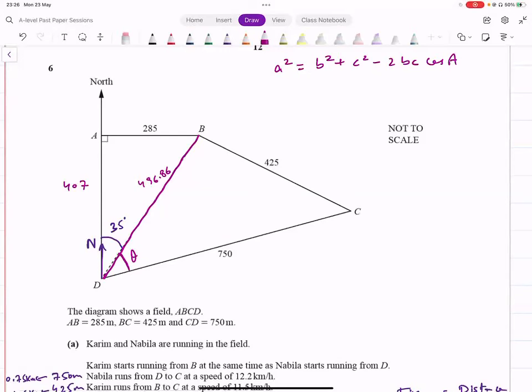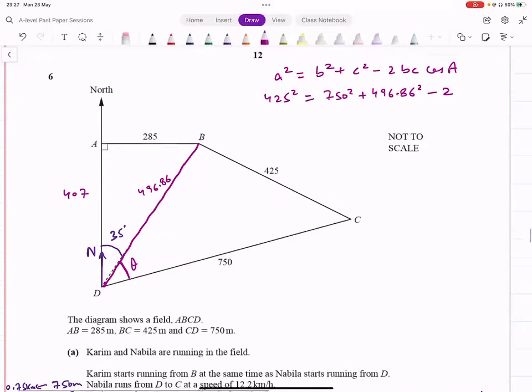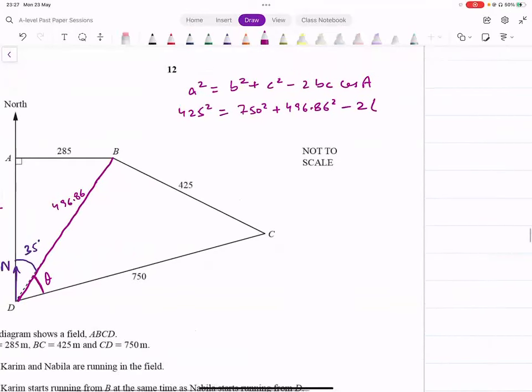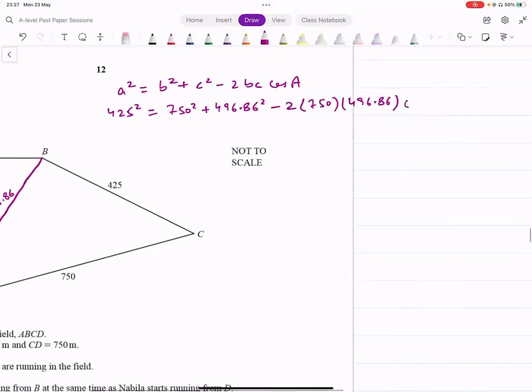ये जो साइड लेफ्ट साइड पे आ रही होती है इसके ऑपोजिट एंगल आपके पास इधर होते हैं, ठीक है? तो जो एंगल है उसके ऑपोजिट साइड कौन सी है? 425. तो यहाँ पे क्या लिखेंगे? This is 425. On the right side, we've got 750 ka square plus 496.86 squared minus 2 into 750 into 496.86 into cos of theta.